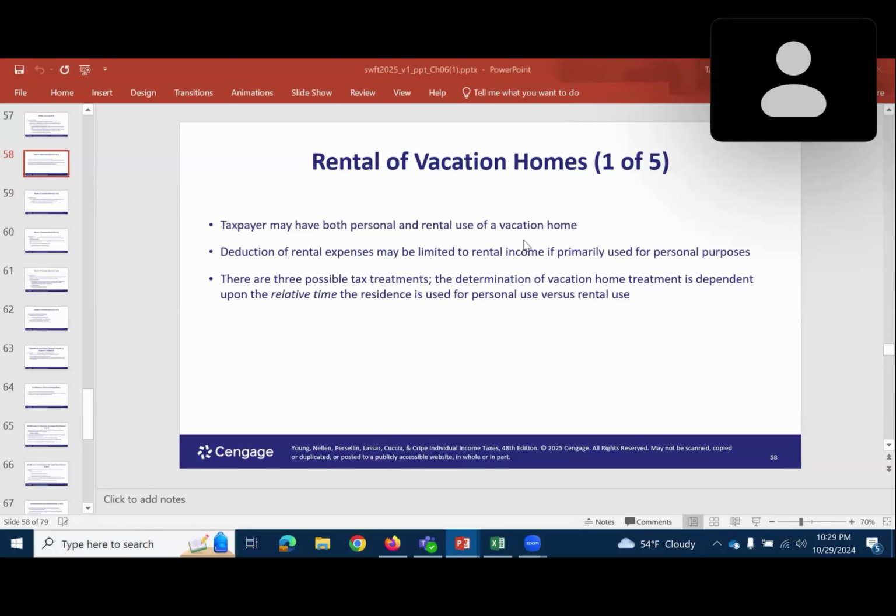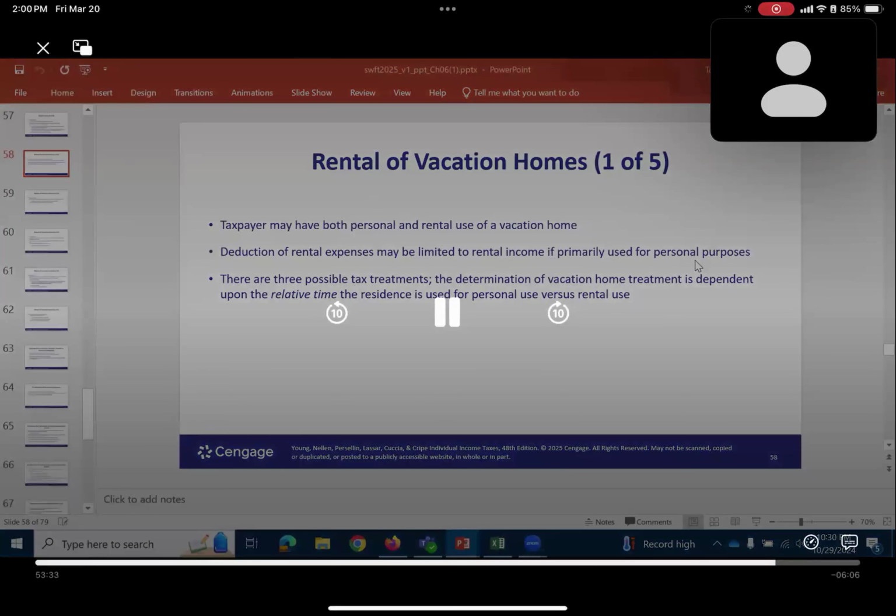Maybe then the second option is you use it sometimes and you rent it out sometimes. Well, how much of those deductions are allowed if you rent it out? If you rent it out for just part of the time, you can't deduct all of your expenses for the house. So the rental expense may be limited to rental income if it's primarily used for personal purposes. So if this vacation home is mostly used for you, then you can't deduct those expenses. You can deduct them up to the income to make yourself have 0.